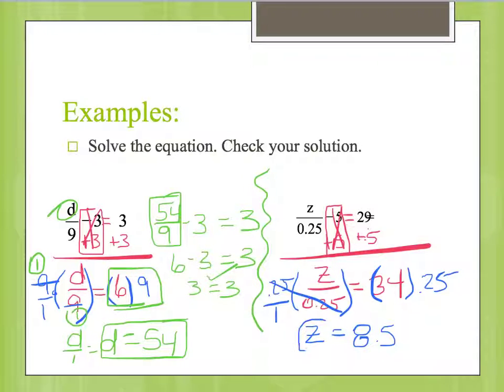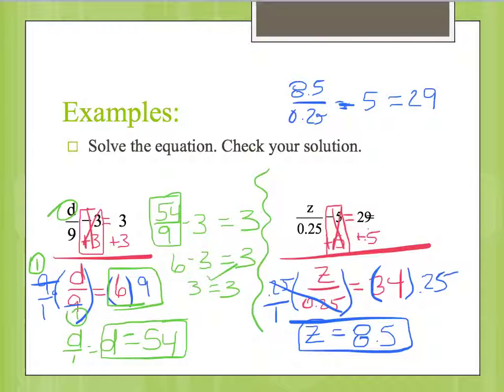And here it's perfectly fine to use a calculator to get that answer, as those will be allowed for evaluation of algebraic equations. Plug in 8.5 for z. 8.5 divided by 0.25, minus 5, needs to equal 29. 8.5 divided by 0.25 is 34, and 34 minus 5 is going to equal 29. So I see here that my solution checks.